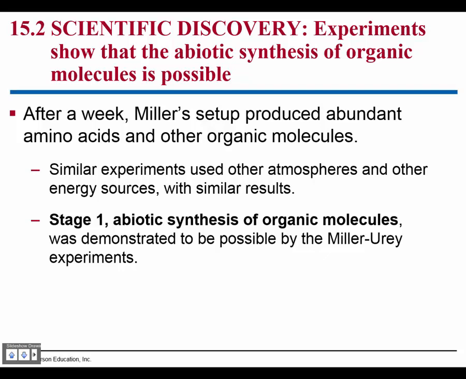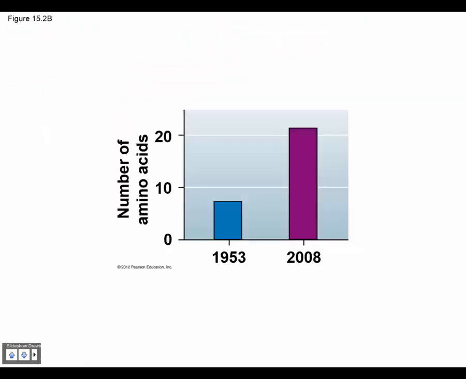He produced abundant amino acids, and so he tried other atmospheres and other energy sources, and he had similar results in all of them. So step one was demonstrated possible back in the 1950s, right?